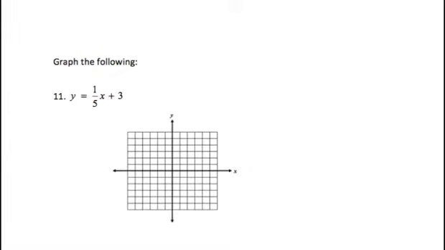Okay, question 11, we're asked to graph the following equation. And you'll notice this equation is in slope-intercept form. The number that's in front of x is going to be our slope. The number that we're adding or subtracting on the end is going to be our y-intercept.